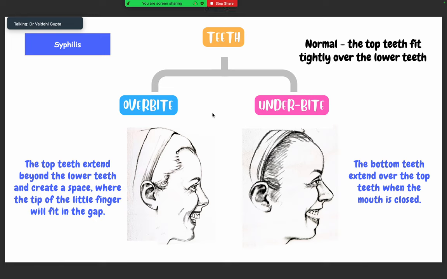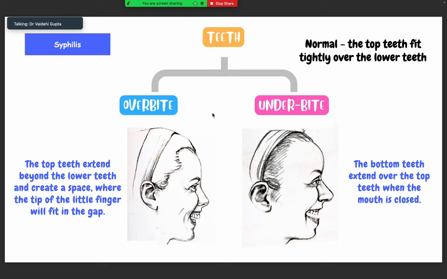Also in teeth, there would be overbite or underbite. Normally the top teeth fit tightly over the lower teeth, but here we can see in the sketch, in the first one the upper teeth are quite forward and the lower one is quite back, while in the underbite we can see the upper one is quite back and the lower teeth are quite forward.